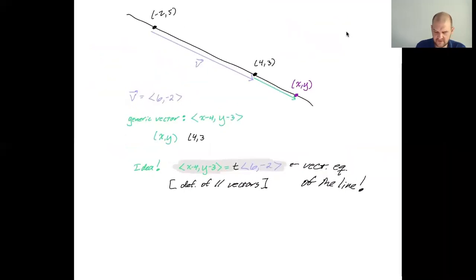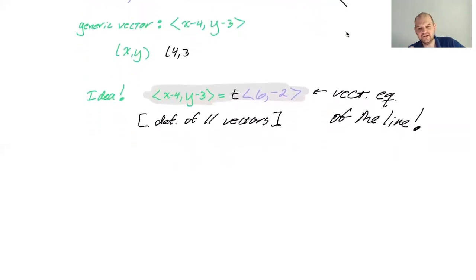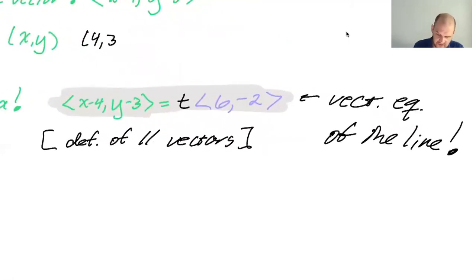That's the vector equation of the line. What? Right? So it's a little weird. It's an equation that has two vectors in it. If I give you a t value, t can be any real number. So t is an element of the reals. I don't usually write that, but I probably should.